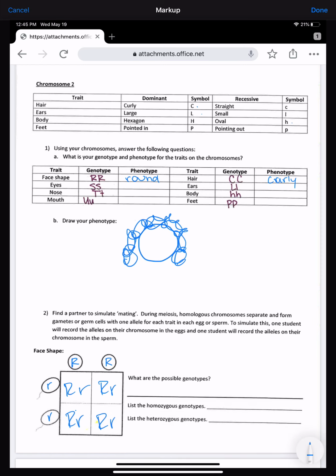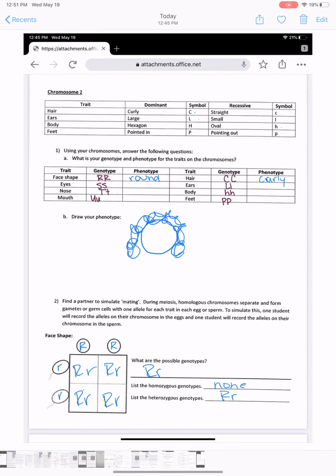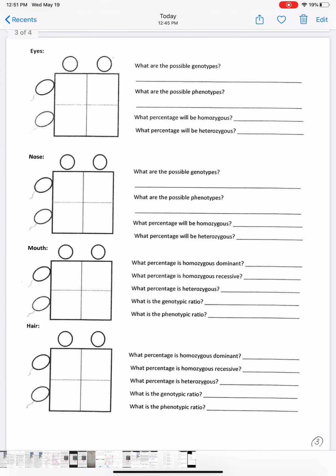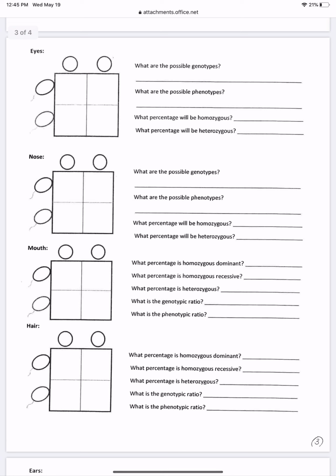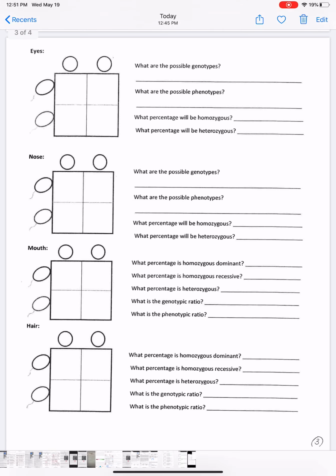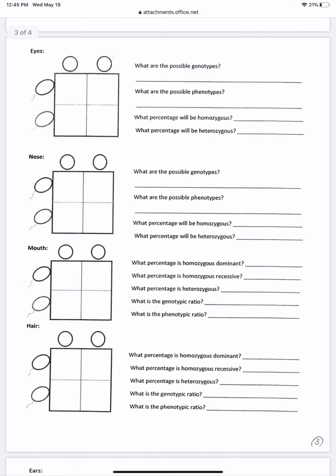All right, so what are the possible genotypes? So all 100% of these are big R, little r. And so that's all you have to write. And this says list the homozygous genotypes. There are no homozygous, so none. List the heterozygous genotypes. Big R, little r. So that's all that's available for that one. And then you're just going to keep doing that for all of them. You're going to put your genotype that I gave you here. You're going to use my genotype that I gave you, put it here, and then you're going to answer the questions. And if you have any questions, let me know.